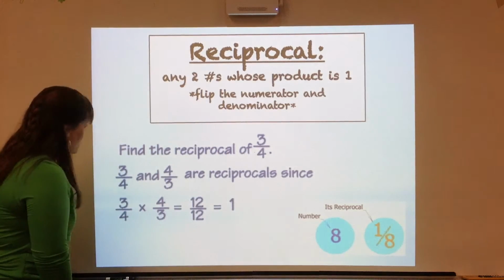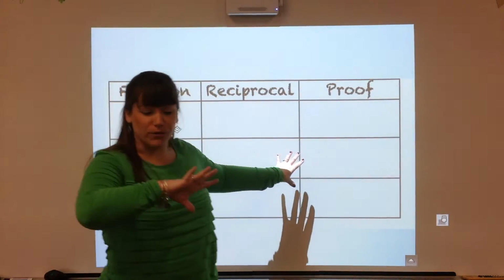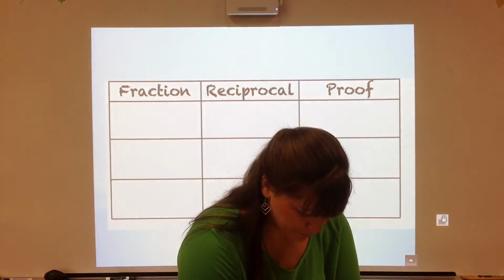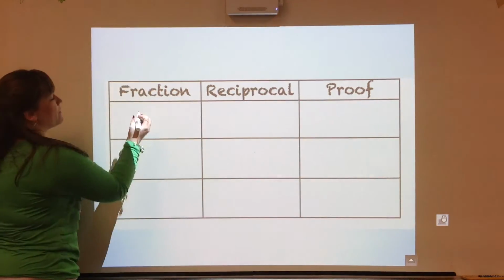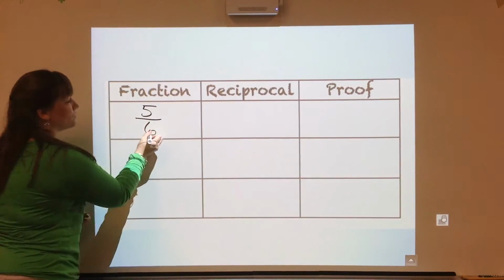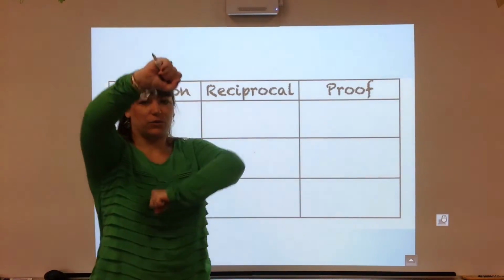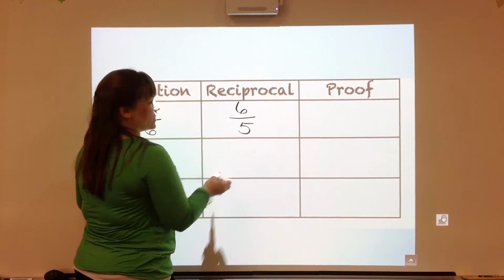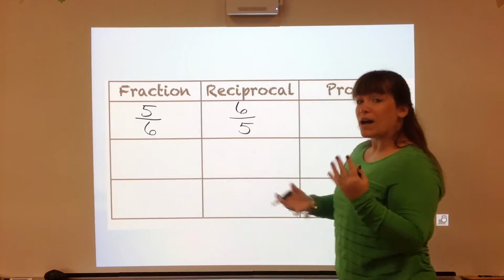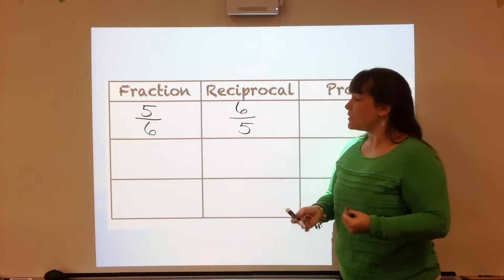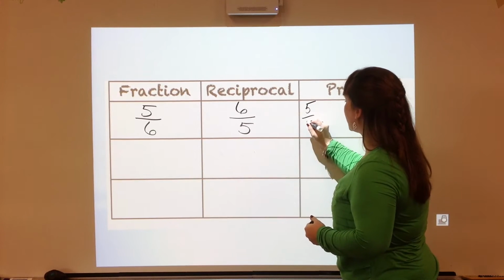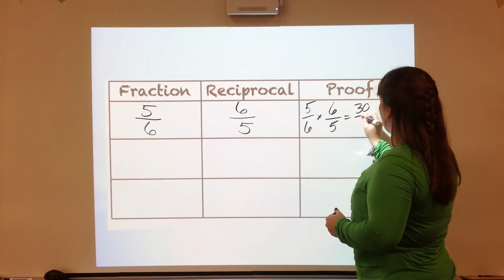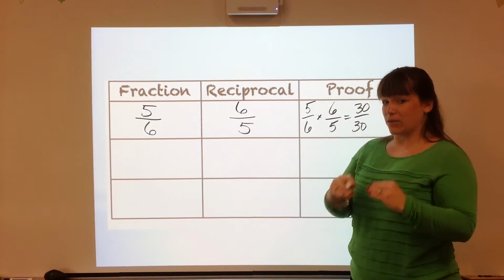So let's do some examples. That is going to be underneath this vocabulary word in your notebook. We're going to start with 5/6 as our fraction. The reciprocal of 5/6, we're literally going to flip the numerator and denominator, and the reciprocal is 6/5. The proof, or why these 2 are reciprocals of each other, is that when we take 5/6 and multiply it by 6/5, we will get 30 over 30, and 30 divided by 30 is 1.